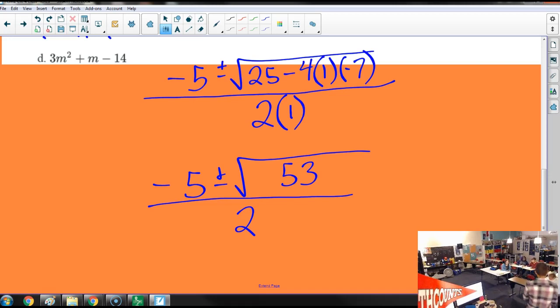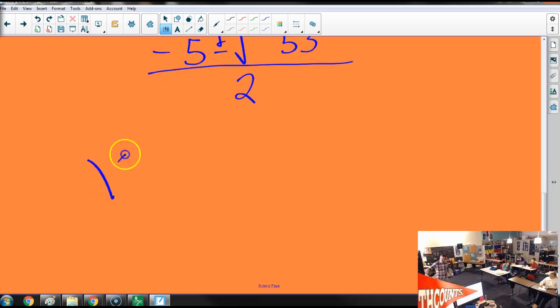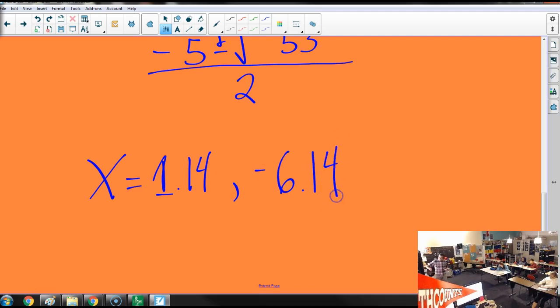So if you can see, I put the entire numerator in a set of parentheses, then you can divide by 2. 1.14. Right, but then if I do second entry, this will convince you to buy an 83 if you don't own one yet. It copies my entry I just typed in, and I can just change the plus to a minus and find the other value. So our zeros here come out to be x equals 1.14 and negative 6.14.